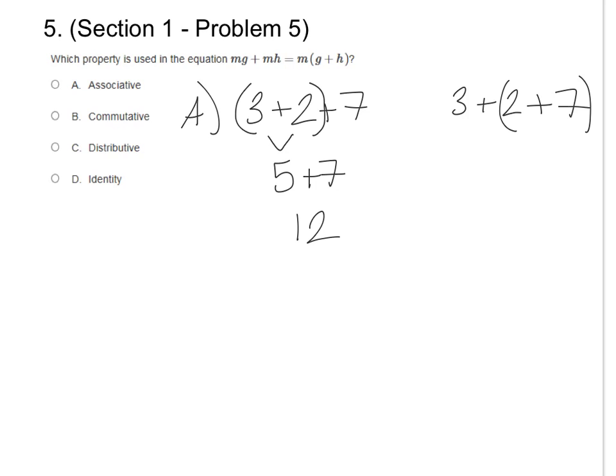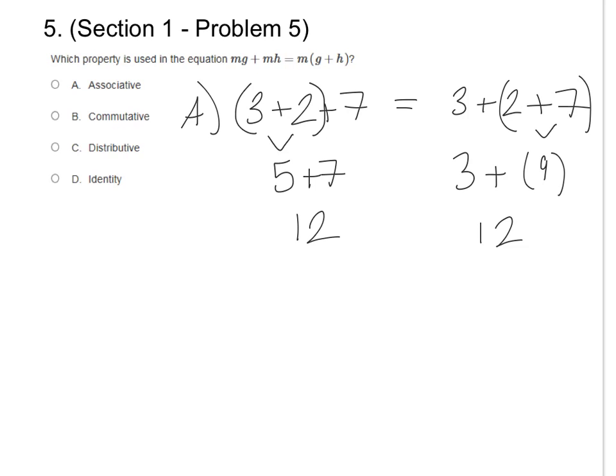On the other side, if I put the parentheses around the 2 plus 7, I get 9, and then I add that to 3, and I still get 12. So I would be able to put an equal sign here. The associative property tells me that when I'm adding three or more numbers together, I can group the 3 plus the 2 first, or the 2 plus the 7 first, and I'm still going to get the same answer.